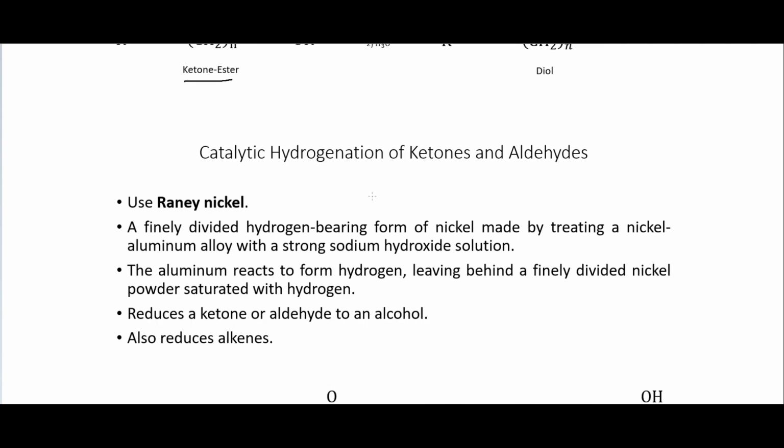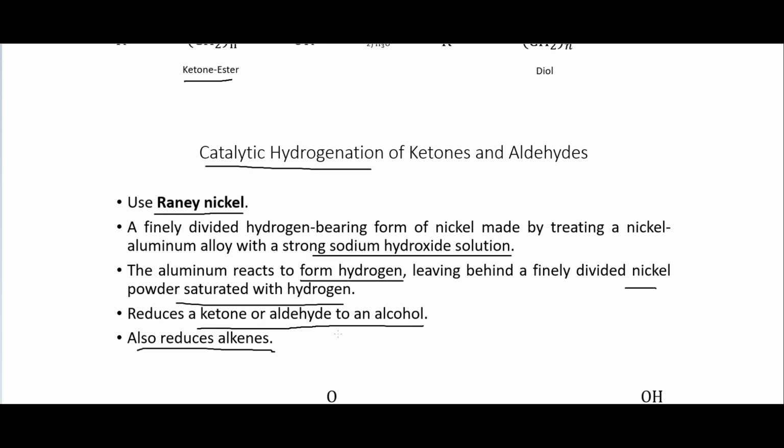Another way to reduce our ketones is by hydrogenation, so catalytic hydrogenation. The catalyst we will use is the Raney nickel. This is a finely divided hydrogen-bearing form of nickel made by treating a nickel-aluminum alloy with a strong sodium hydroxide solution. The aluminum reacts to form hydrogen, leaving behind a finely divided nickel powder saturated with hydrogen, and this can be used to reduce ketones and aldehydes to alcohols. This will also reduce alkenes as well.